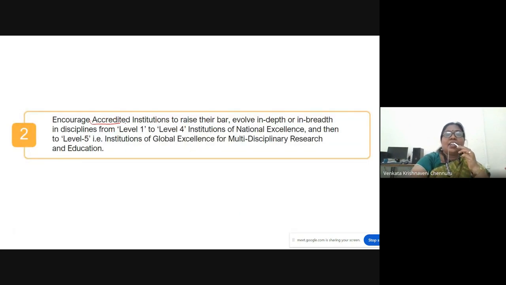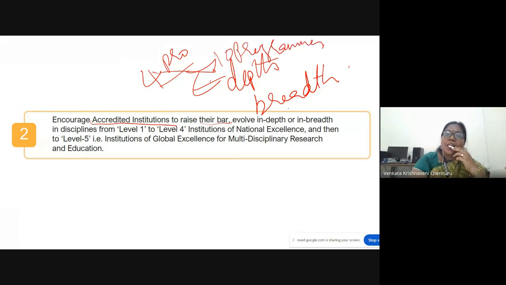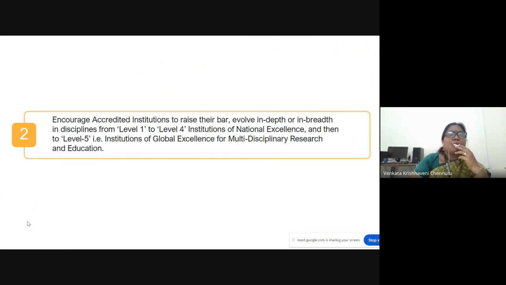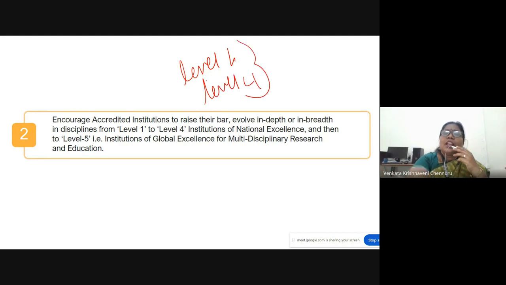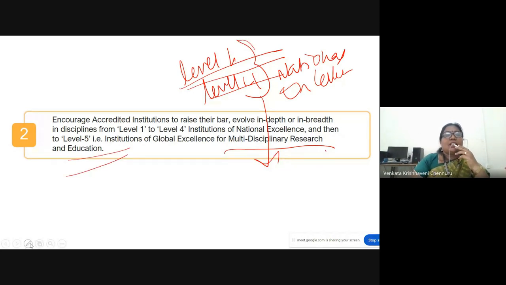The second one: encourage accredited institutions to raise their bar, evolving in depth and in breadth. That means, here I have 4 programs in depth, and I can increase them to 10 programs. And breadth: my institution is majorly focusing on teaching, and I may increase my breadth towards increasing the number of research associations and research papers. So either we can increase our level towards depth or breadth in disciplines from level 1 to level 4. So from level 1 to level 4, we can raise our bar, and all these come under institutions of national excellence. Once it reaches level 4, we can compete and go for institutions of global excellence for multidisciplinary research and education.